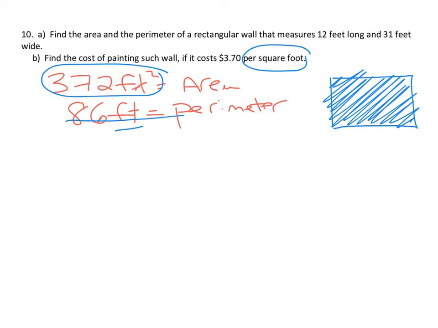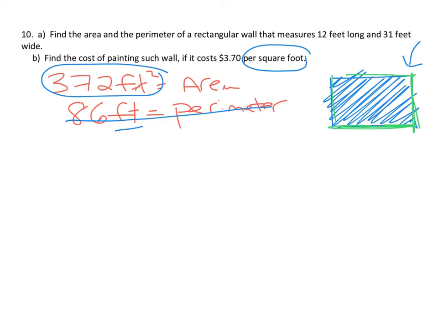Okay, so the perimeter is not relevant for figuring out how much it costs to paint the wall, right? We're not doing an edging. We're actually doing the whole wall. So we're looking at the area. So if we want to calculate how much it costs, there's two ways to do it.